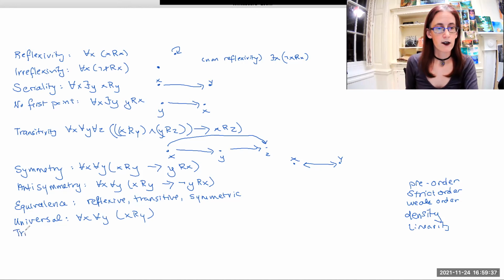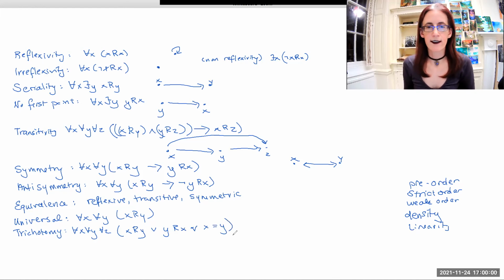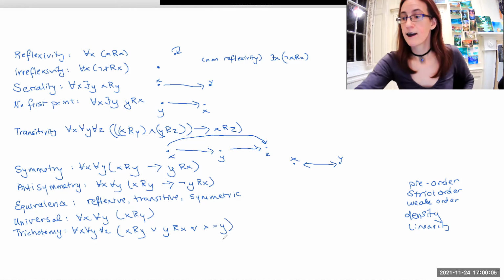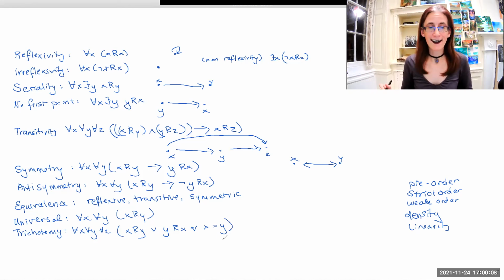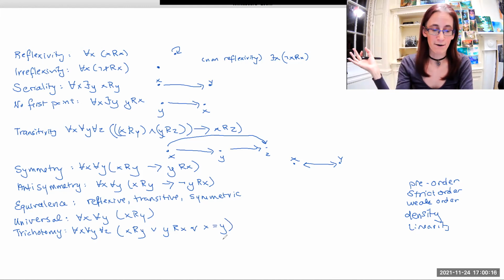Trichotomy is the relationship that says for every X, Y, and Z, if either X sees Y or Y sees X, or, sorry, this isn't an if-then. I didn't read the entire formula before I started writing it up. Trichotomy, please ignore that. Trichotomy is the relationship that says that for any two worlds, either they are identical or one sees the other or the other sees the first.